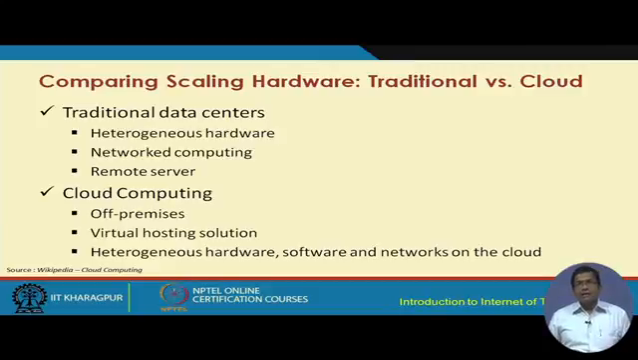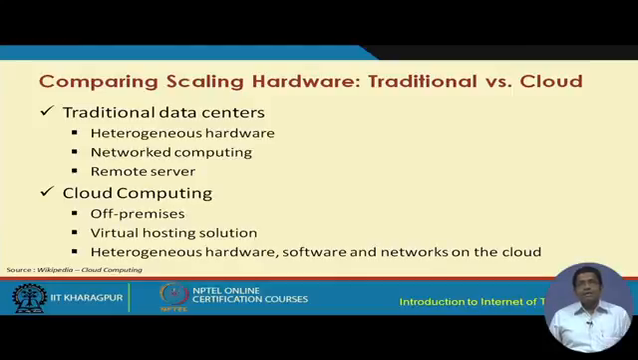Now, traditionally, data centers, or even simple IT infrastructure, used to be used in companies and organizations. Now, we are talking about replacing or supplementing such traditional IT infrastructure or data center based platforms with cloud. So, let us compare with respect to different criteria.